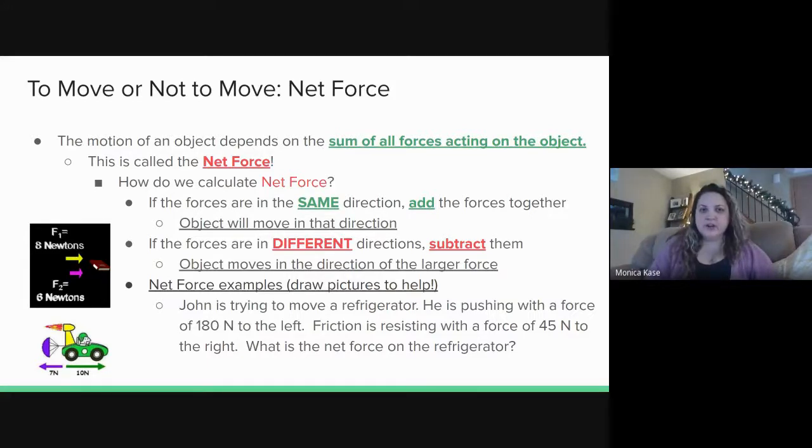Okay, so if the forces are in the same direction, you're going to add those forces together. Okay, think about when you would be pushing on something, right? That object's going to move in that direction.